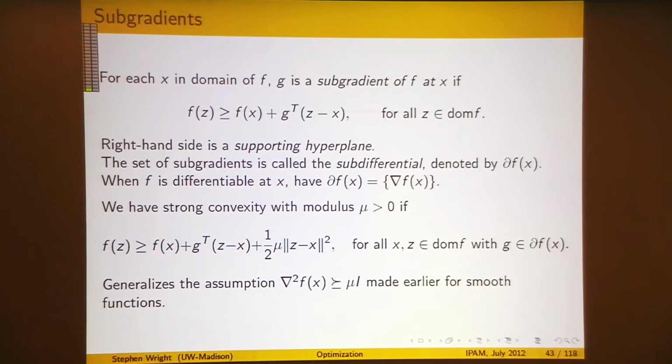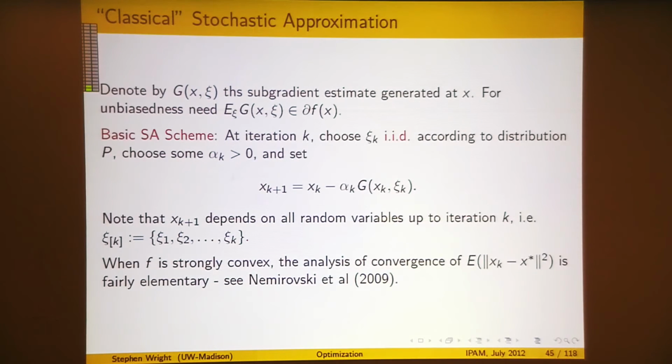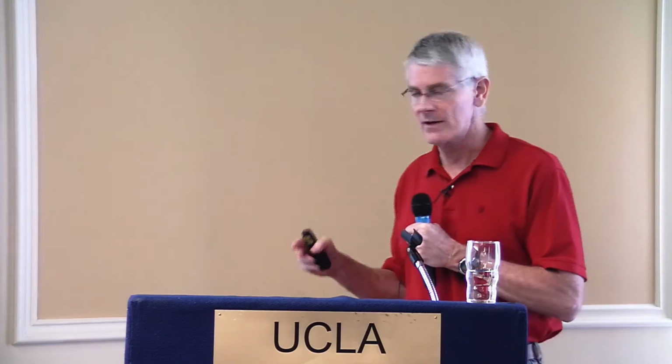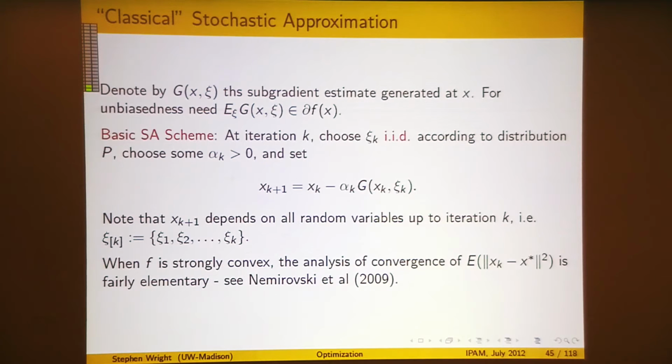And again, this reduces to the definition we had before in the case of a smooth function. So that's a little bit of notation before we push on. Okay, so the classical stochastic approximation method looks an awful lot like the steepest descent method that we talked about earlier, which just took the negative gradient of f and headed in that direction, taking some step alpha k. The only difference here is that we don't have the gradient of f. What we do have is this approximation.